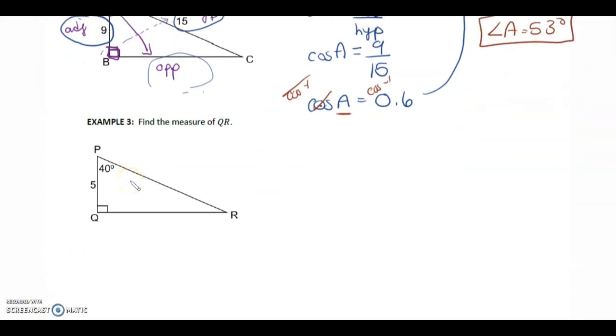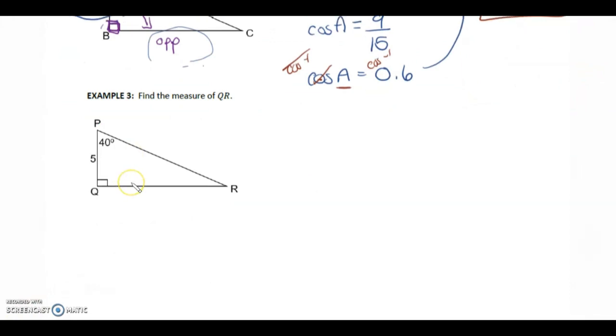Okay, example 3, find the measure of QR. So QR is here, let's call this QR. So the angle that we're dealing with is 40 degrees. Let's label opposite, which is QR, adjacent, which meets the opposite at 90 degrees, and hypotenuse is opposite the 90-degree angle.